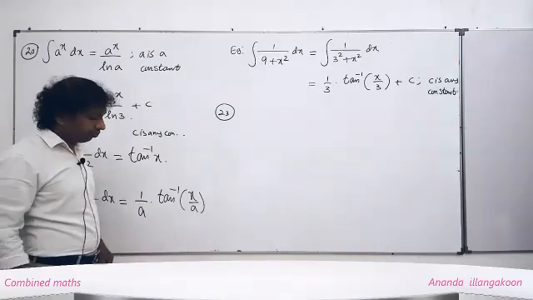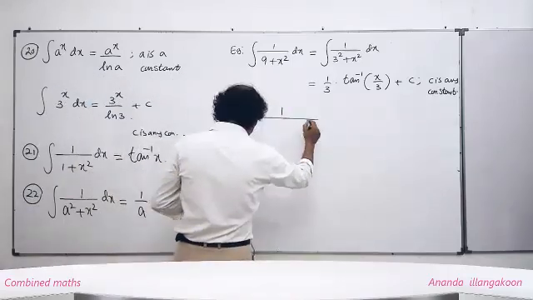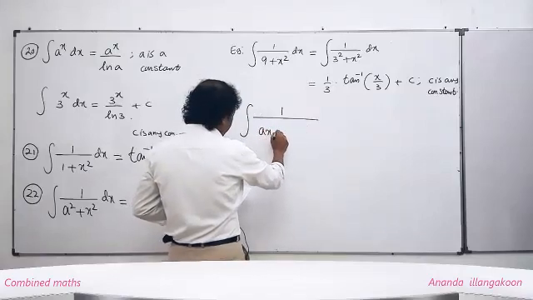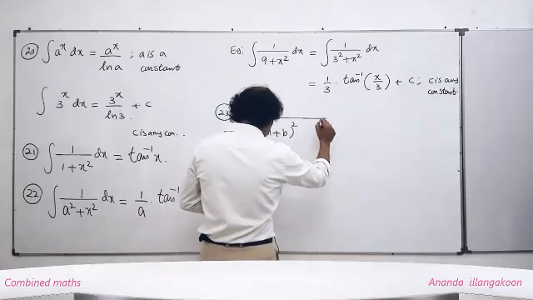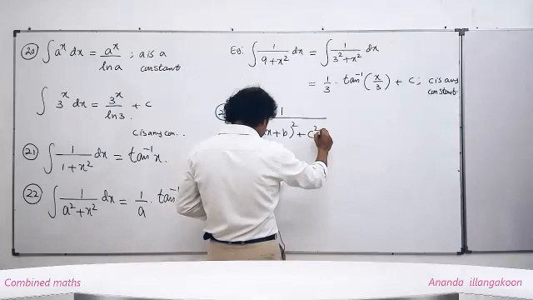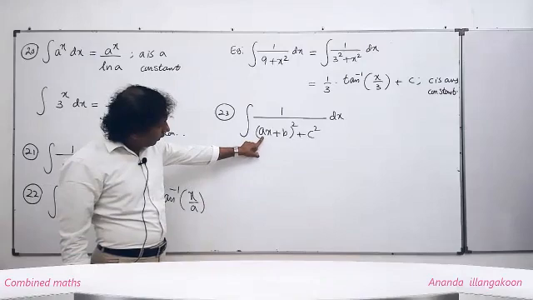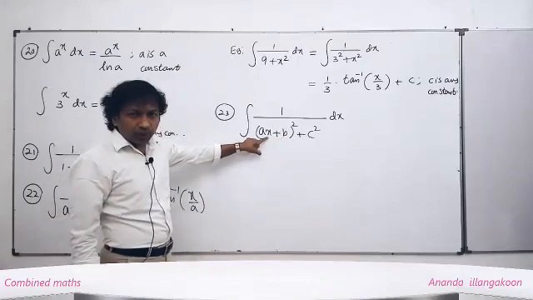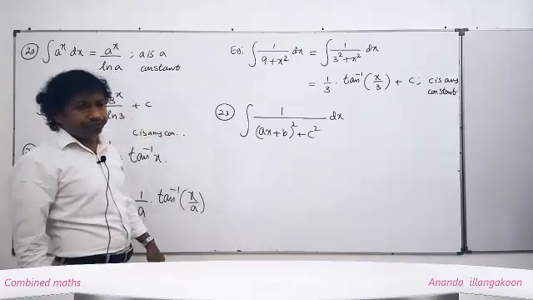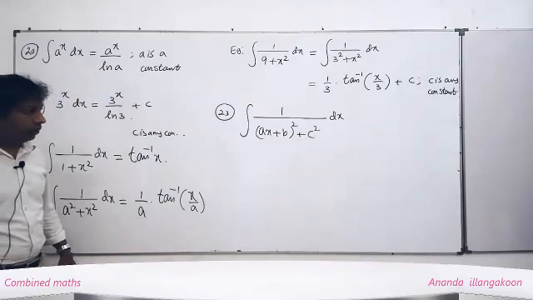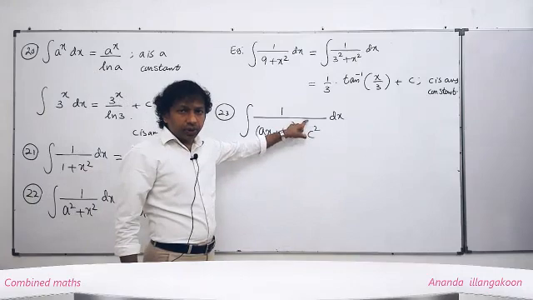Number 23. Number 23 result is this: 1 upon (ax plus b) perfect squared plus c squared. Here, people, you can see we have a linear function in x, a first degree polynomial in x, ax plus b. Here, a, b, c are three constants. Then a linear function within the bracket, its perfect square, plus c squared.